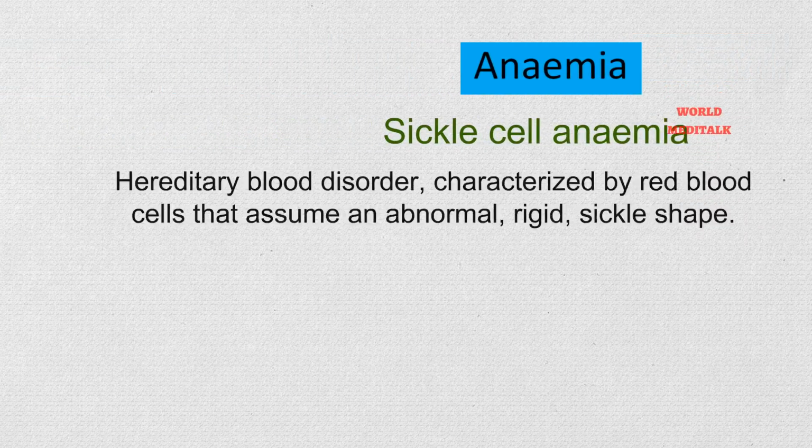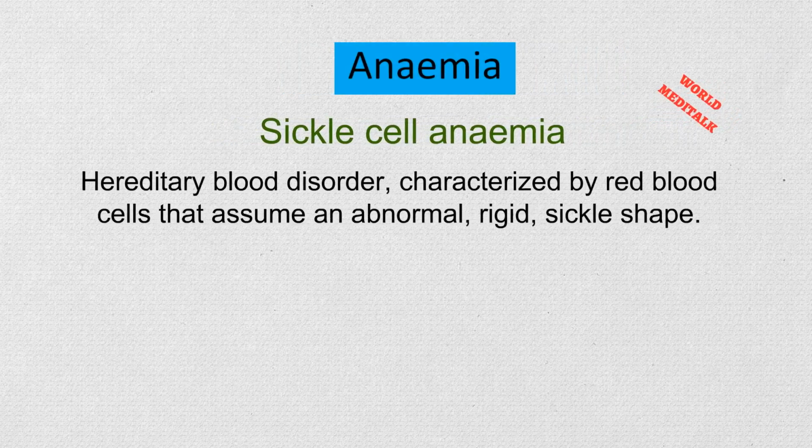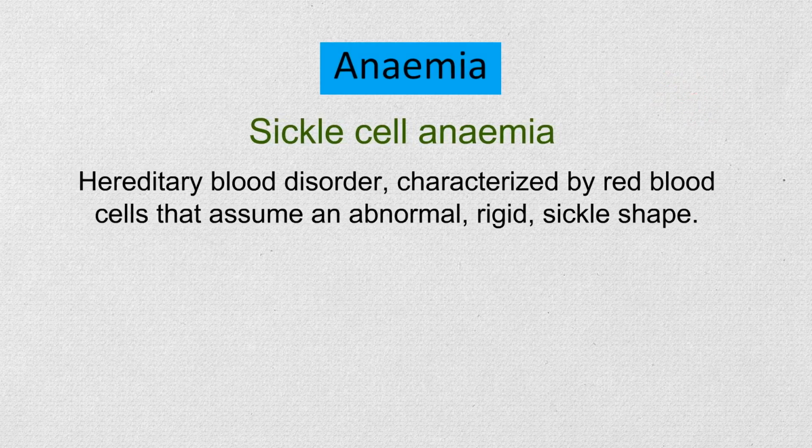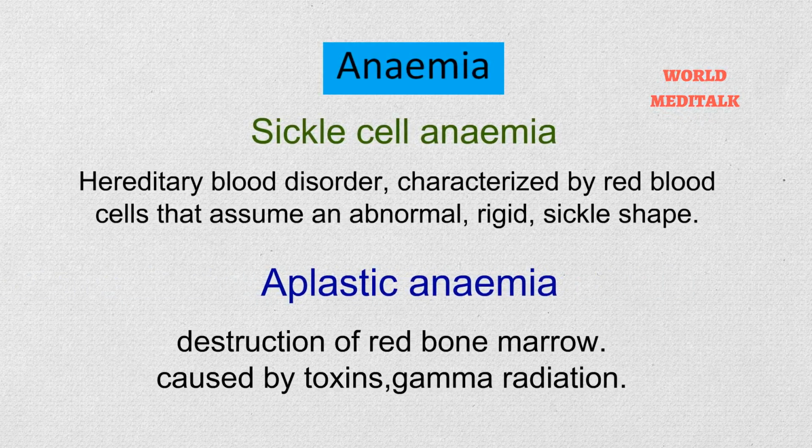Sickle cell anemia, a hereditary blood disorder characterized by red blood cells that assume an abnormal rigid sickle shape. Aplastic anemia, destruction of red bone marrow caused by toxins and gamma radiation.